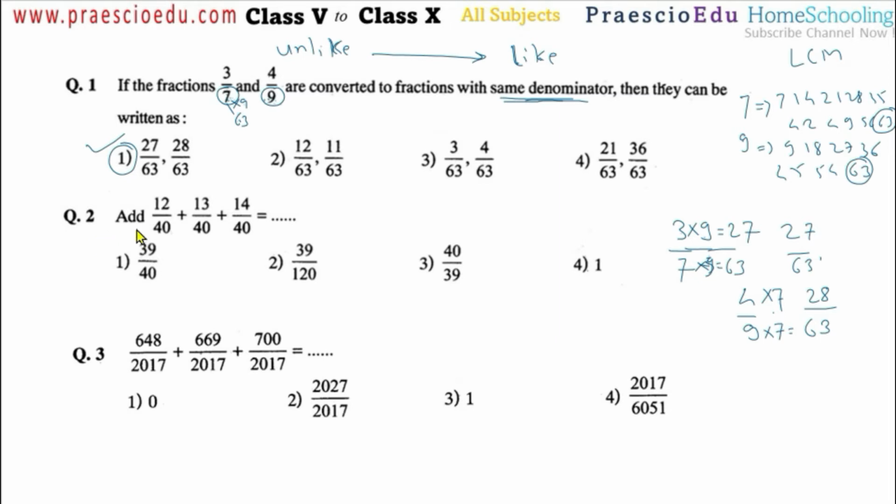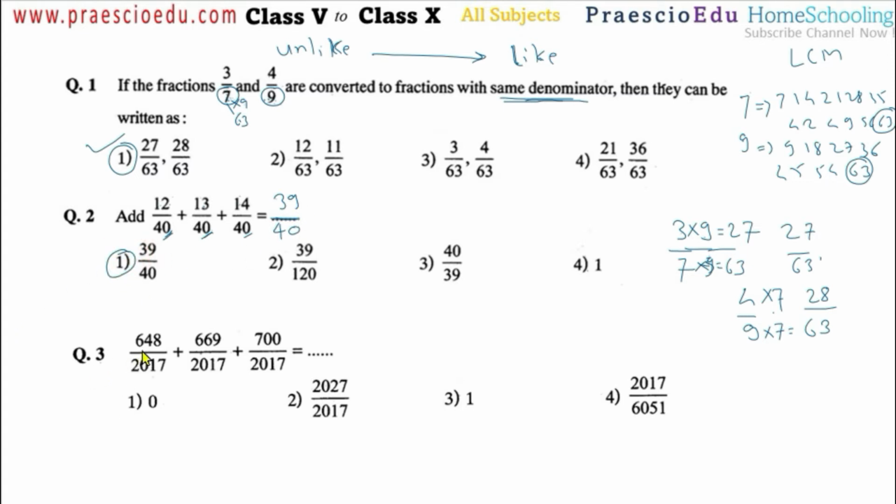Now question number 2: add 12 by 40 plus 13 by 40 plus 14 by 40 is equal to how much? This is also about fractions. Now here all are like fractions. How are these like fractions? Because their denominators are the same number. Already we have seen this one. So the 40 we keep as it is. Now we have to add all the numerators, means 12 plus 13 plus 14, and write it down here. So 12 plus 13 means 25, 25 plus 14 means 39. So it is 39 by 40, means option number 1.